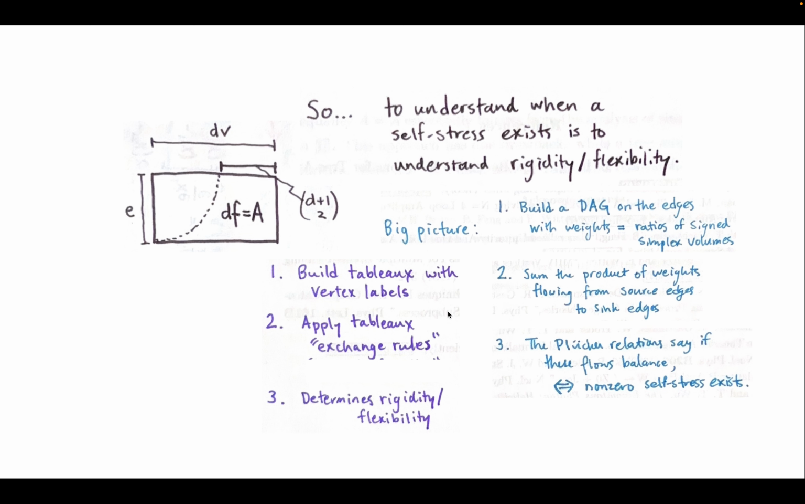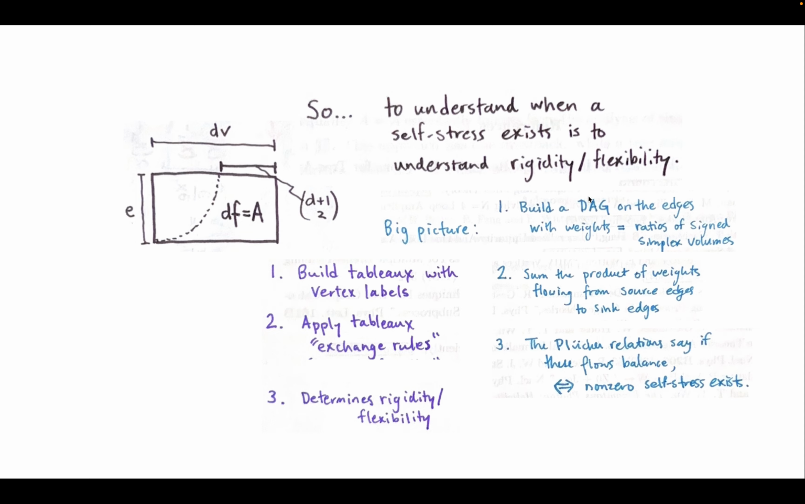Now, a different way to say the same thing is you're going to, number one, build a bunch of tableaux, which are combinatorial objects. They're going to be boxes filled with vertex labels like vertex 1, vertex 2, vertex 3. We're just going to label these boxes.